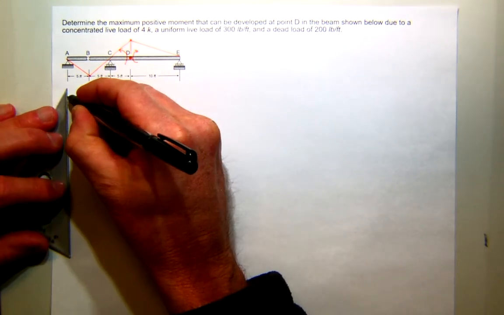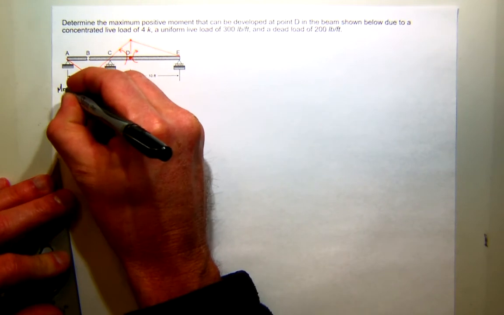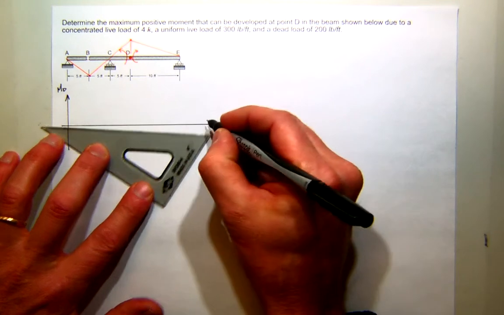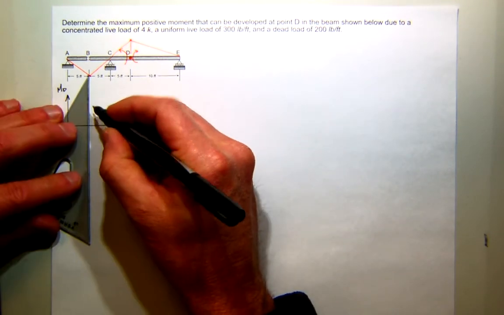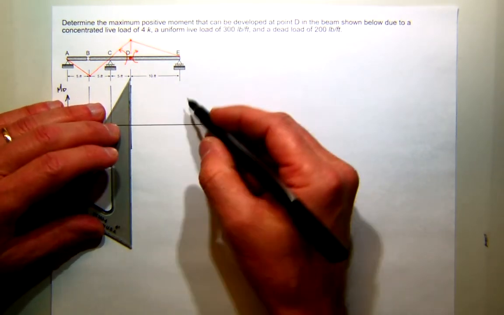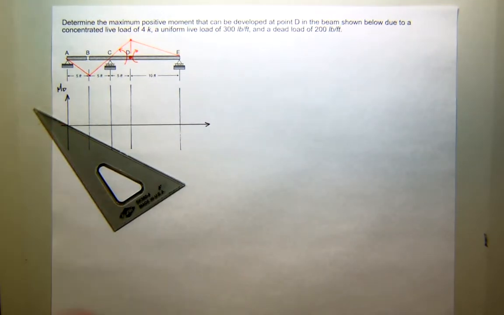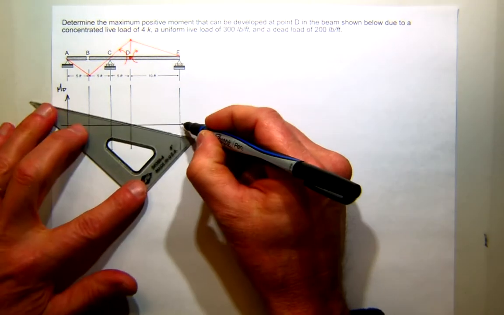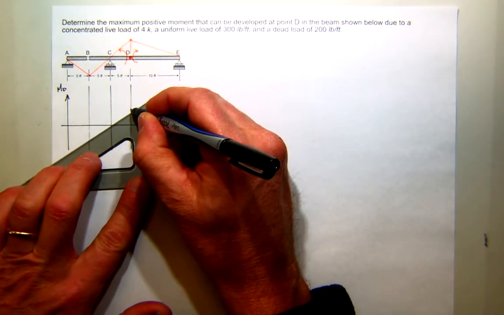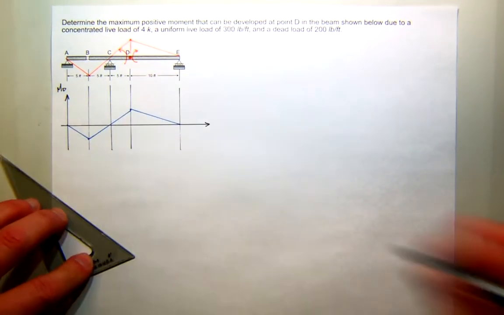So let me go ahead and then draw the influence line for the moment at D. I'll go ahead and re-sketch all this stuff. I'll just transfer these lines down quickly. And then I'll redraw it a little better to scale. So there's qualitatively what our influence line looks like.